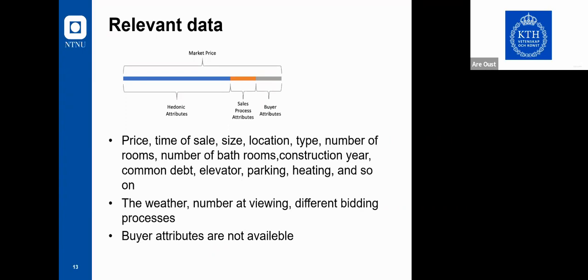Because, for example, if the weather was bad, maybe that has influenced the prices negatively. Or some other types of properties with sales, maybe for some construction work outside or whatever. In the total price, buyer attributes will be there as well. So in the total market price, we have something about the buyers here, but that will typically be unknown, at least in Western countries.